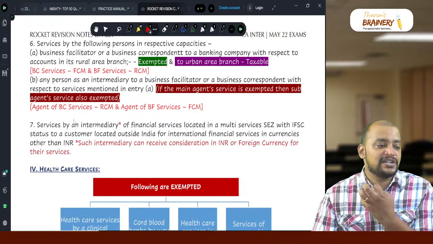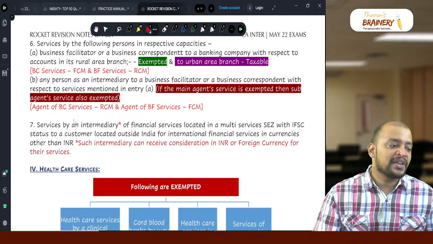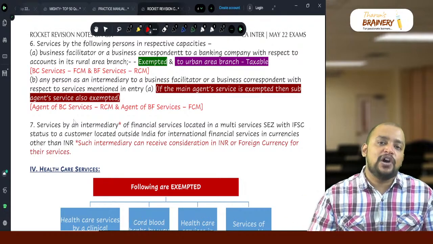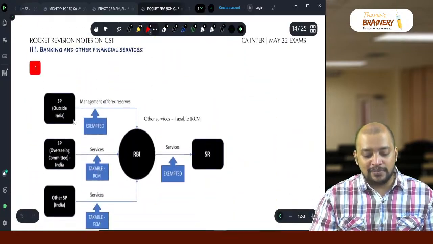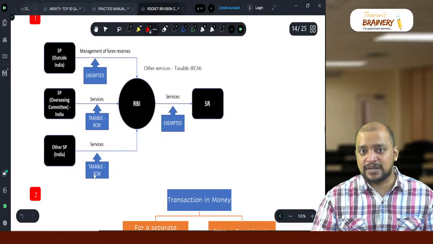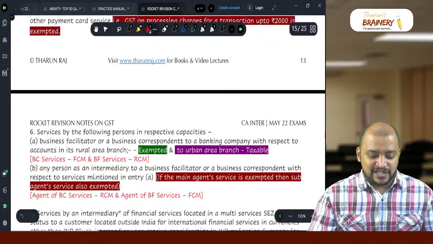So then the commission received will be exempted. Okay. So renting of immovable property to RBI is what? So services provided to RBI. Other service providers providing services to RBI, that will be taxable under FCM. Okay. So then next one.